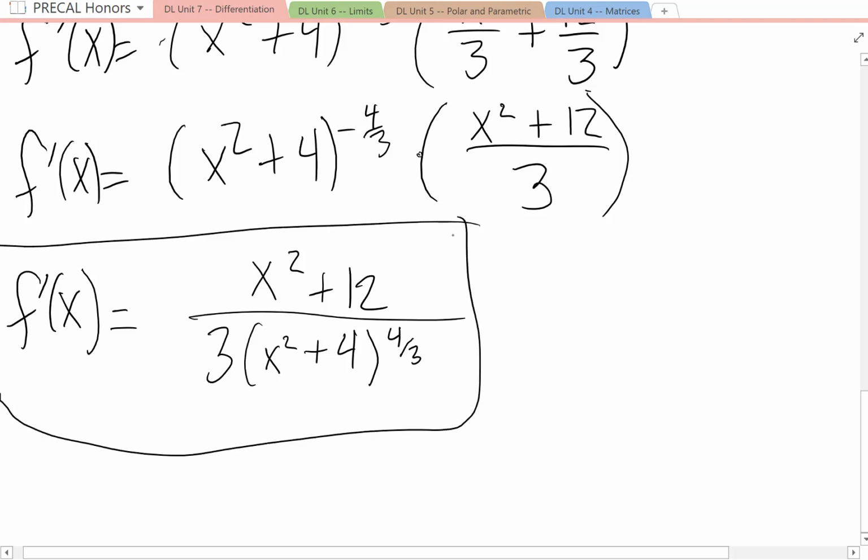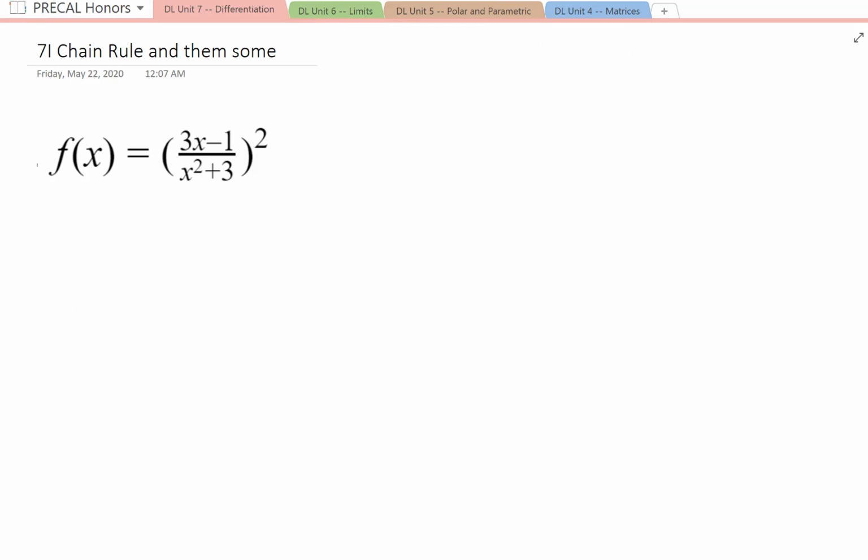There we go. Now we have an entire quotient being squared. And in this one, I am going to use the quotient rule. And in the last one, you could have used the quotient rule. If you like it, go for it. Sometimes it is easier to use the quotient rule than the power rule. So let's use the quotient rule here.